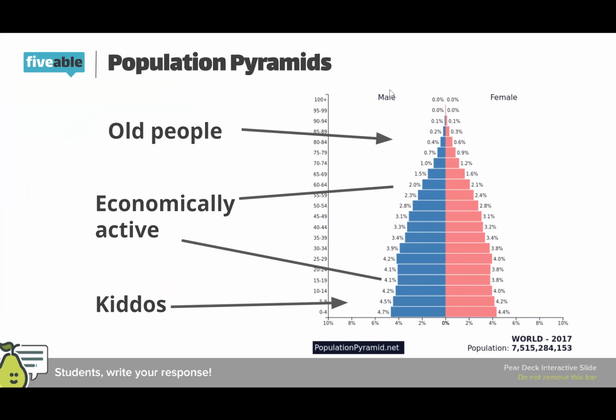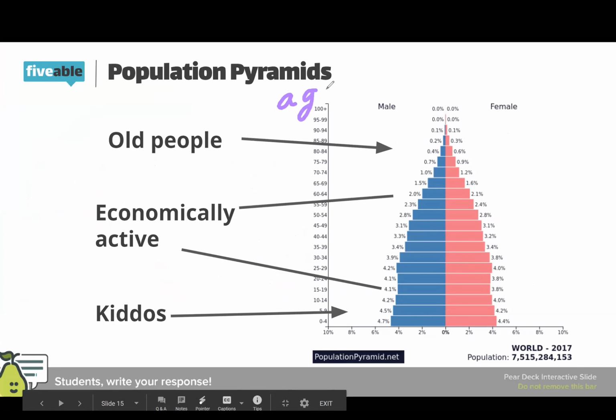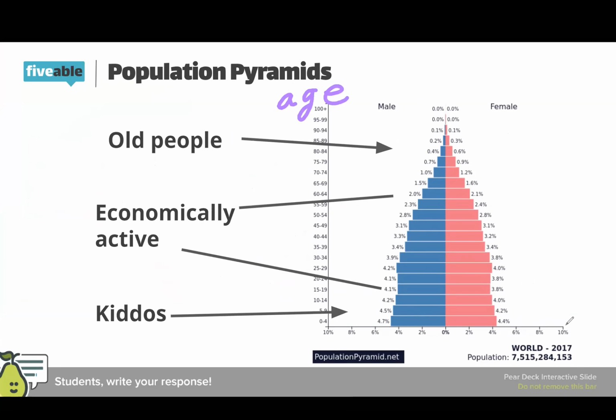On this, we can say that the old people are at the top, because if we look on the y-axis, what we're going to see is age. So age is right here. And then we're going to see percent of population on the x-axis there. We're also going to see two different pyramids here, one on the left and one on the right. The one on the left is going to be for male. The one on the right is going to be for female.